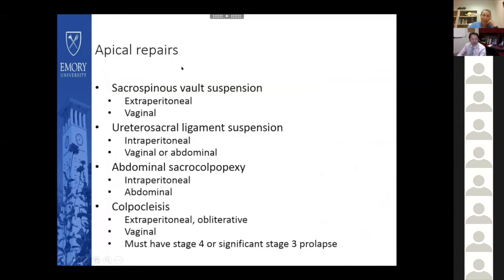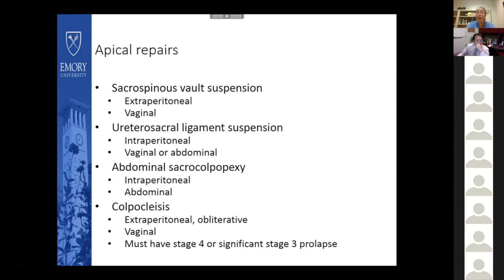Sacrospinous vault suspension. So why do I pick what I pick and when I pick it? So sacrospinous vault suspension, I do not do a lot of these. Part of it is, remember how I said that how you train is sometimes what you're going to pick? Well, I did not do very many of these in fellowship, only a few. So I'm not as comfortable with it.